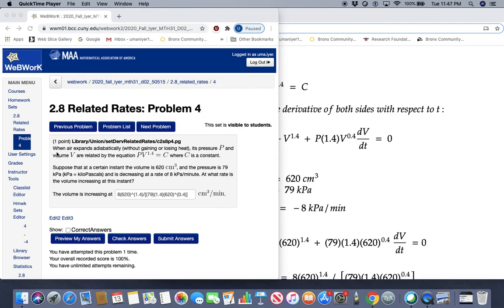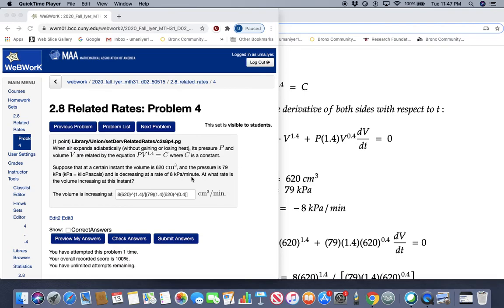Problem 4. When air expands adiabatically, that is without gaining or losing heat, its pressure P and volume V are related by this equation. Suppose that at a certain instant, the volume V is 620. Pressure is 79.